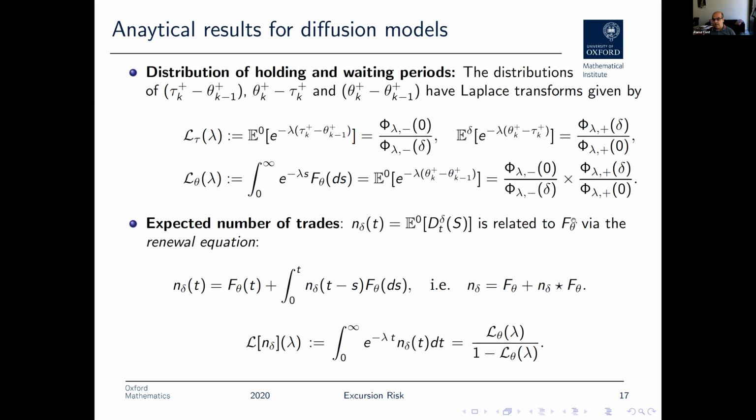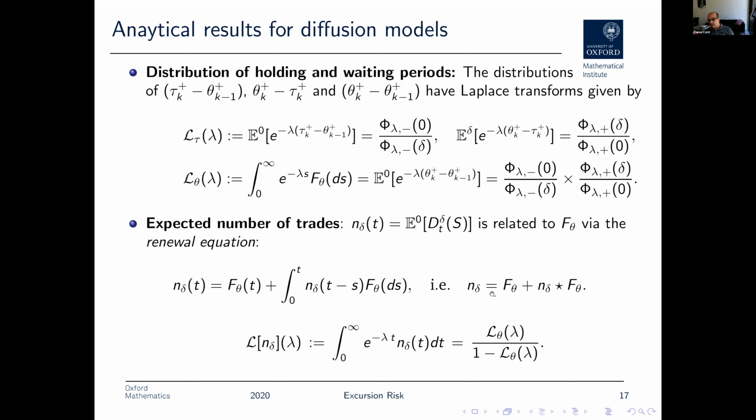There's a well-known relation for a renewal process which gives you an equation solved by the expected number of events, called the renewal equation. The renewal equation is an integral equation, which you can differentiate to get a differential equation for the expected number of events, in this case the expected number of transactions. It says that the expected number of transactions at time t is f theta of t plus the integral from 0 to t of n delta. This is a convolution integral, the convolution of n delta and f theta.